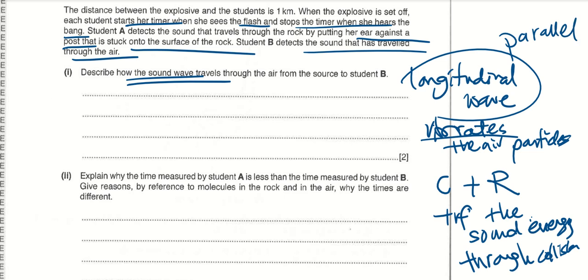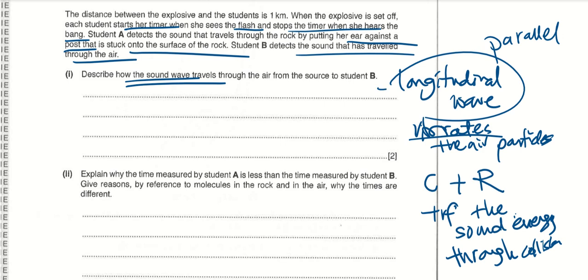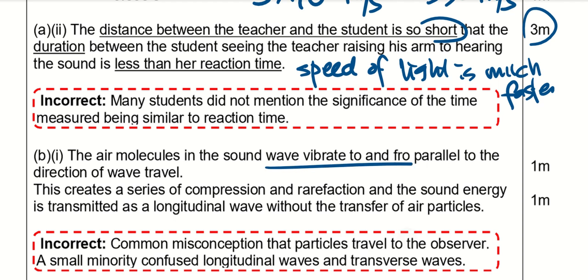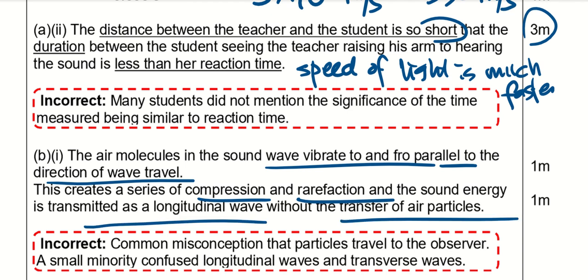Okay, let's look at the answer. So longitudinal, vibrate, compression and rarefaction, transfer the sound energy through collision. Vibrate to and fro, parallel to the direction of wave travel. Compression and rarefaction, transmitted as a longitudinal wave without the transfer of air particles. Throw the whole kitchen sink in to get your full mark. And in my notes, the one that I compiled has many examples. So these are something that you must memorize.